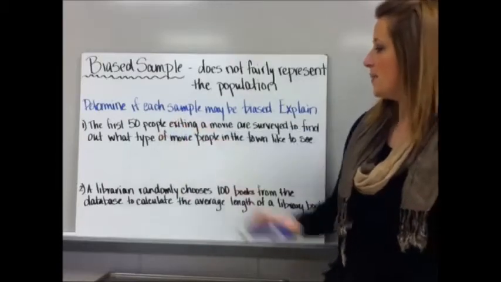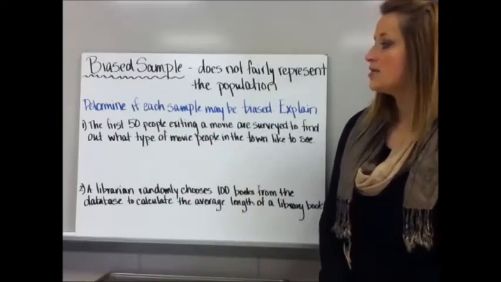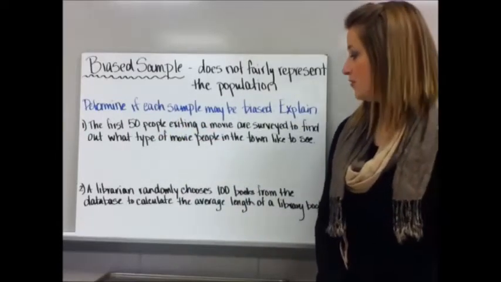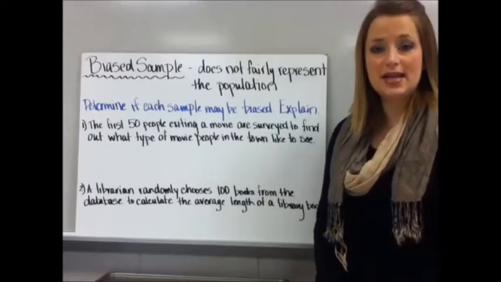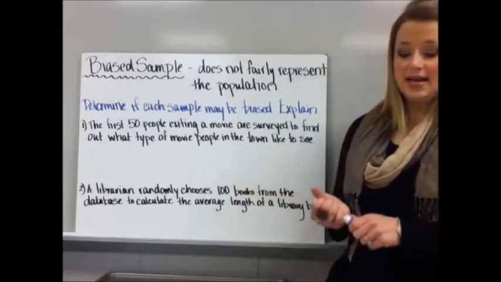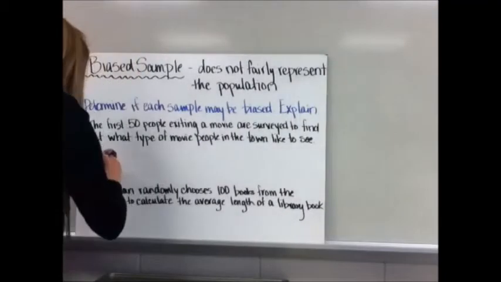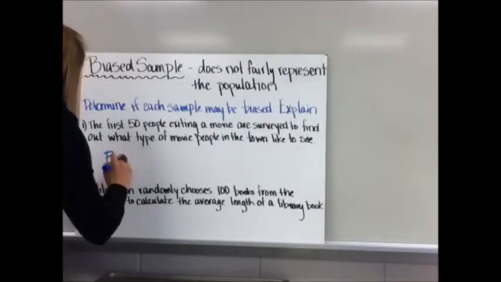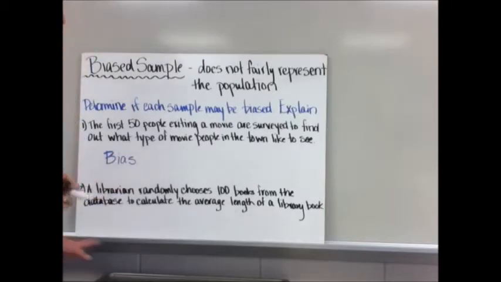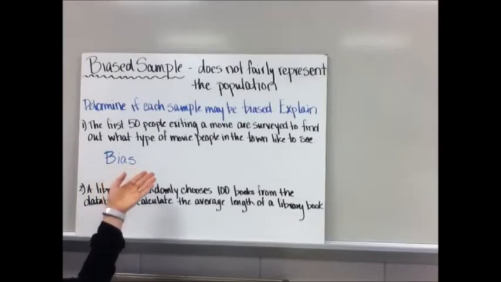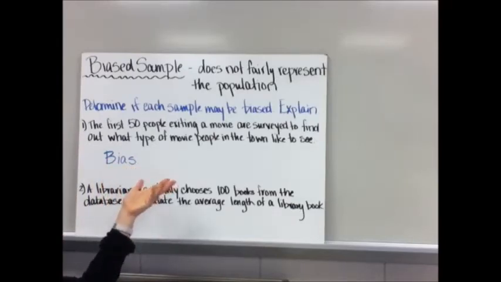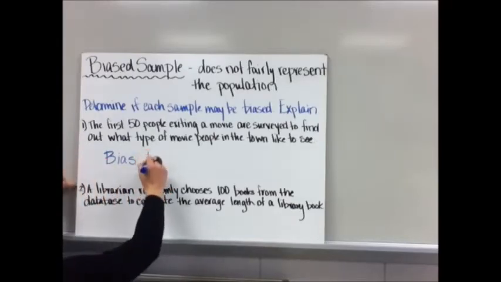First, you have 50 people exiting a movie, and they are surveyed to find out what type of movie people in the town like to see. I would say that that is biased, because if people are leaving that movie, they're leaving a movie that they like to see.